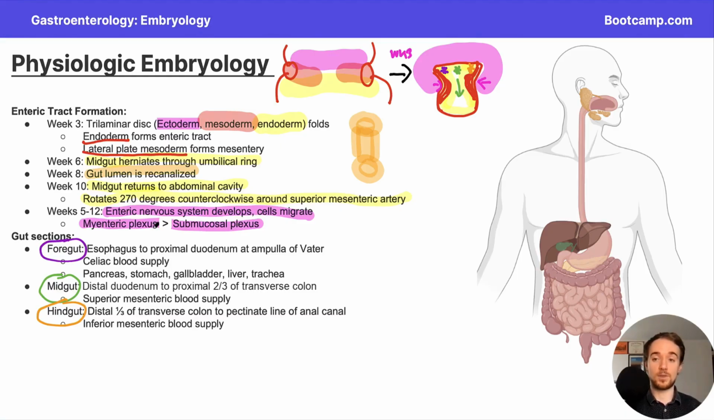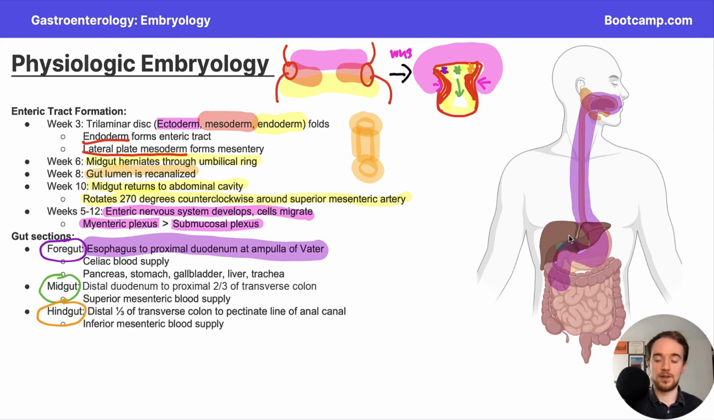So let's move on to what's very important for this chapter, which are 3 different gut sections. Those gut sections are the foregut, which is the esophagus through to the proximal duodenum at the ampulla of Vater. It's also worth noting that, like how the hindgut has the cloacal membrane, which will go on to form the anus, another portion in which the endoderm directly touches the ectoderm is the membrane from which our mouth is formed. Now we're going to go down our esophagus, reach our stomach, and then we're going to reach the proximal portion of our duodenum with our foregut.